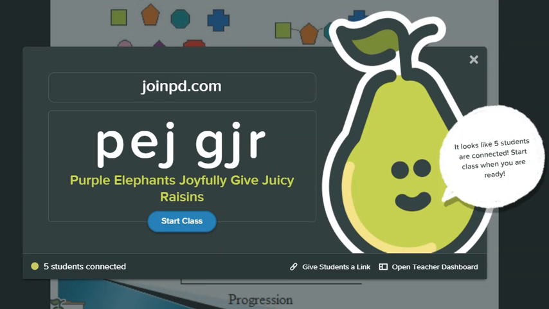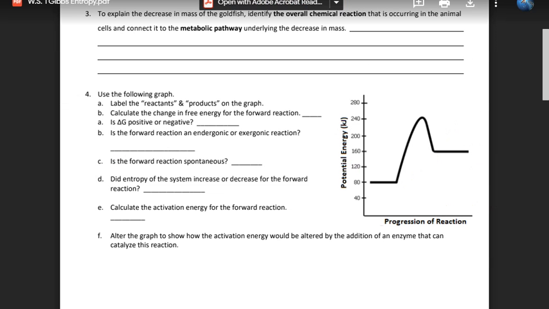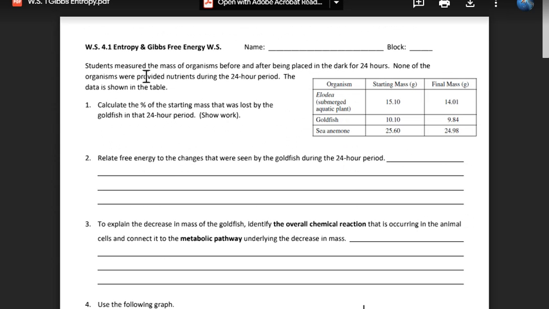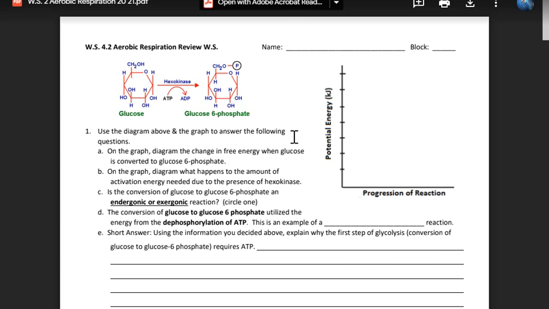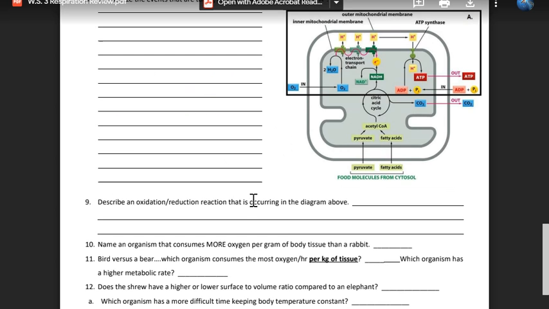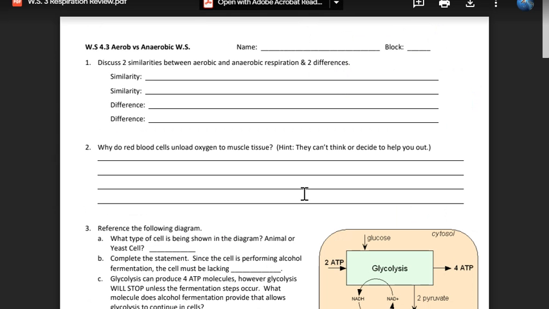Okay, for those of you that are just getting on here, we're going to end up working with the Pear Deck a little bit just to review for your test that you guys have tomorrow. We are also going to be going back and forth, reviewing, looking at things, and working at filling in some of the problems on 4.1, which is the entropy and Gibbs free energy worksheet. So have that handy. You'll want 4.2 handy, and you'll want 4.3 handy.